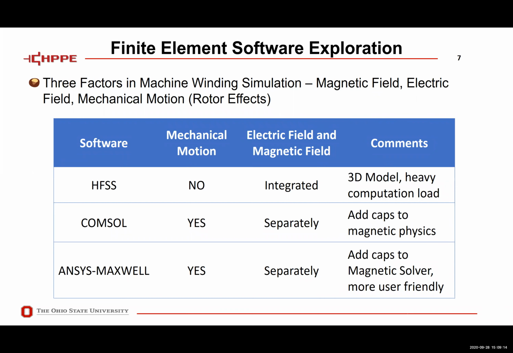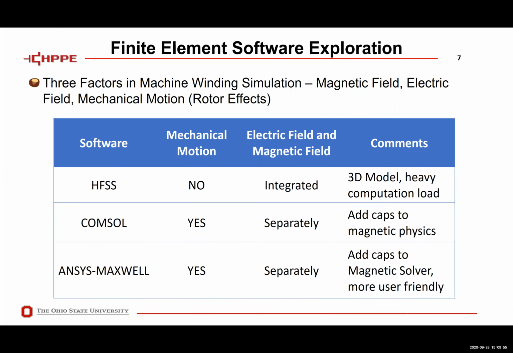Then COMSOL and ANSYS Maxwell are very similar, but they don't have a real integration between electric field and magnetic field. If you want to integrate the two fields, you still need to add capacitors to integrate the effects of the electric field and magnetic field together. In the end, we decided to use Maxwell, only because it's available to us and we have been using it for a long time. Also, it's much easier to get technical support from them.